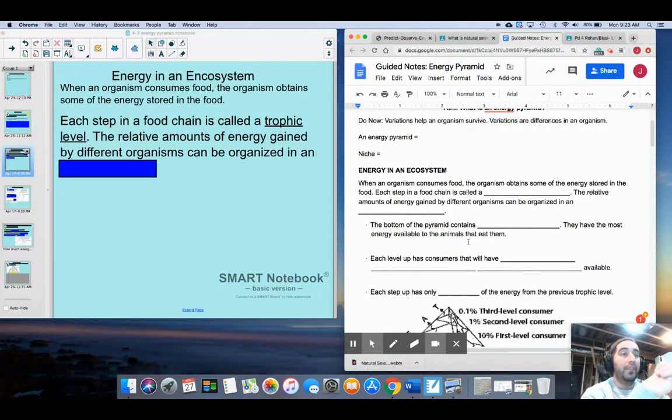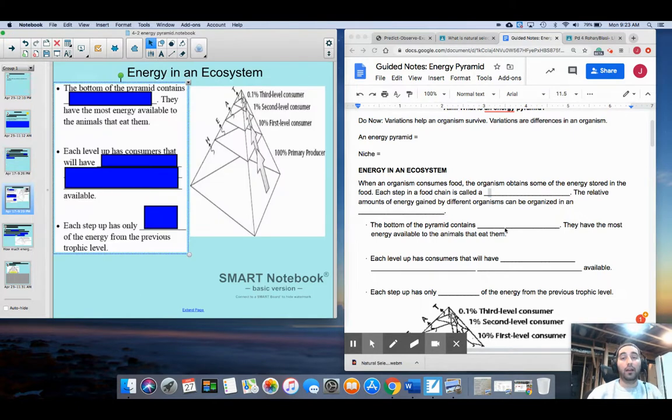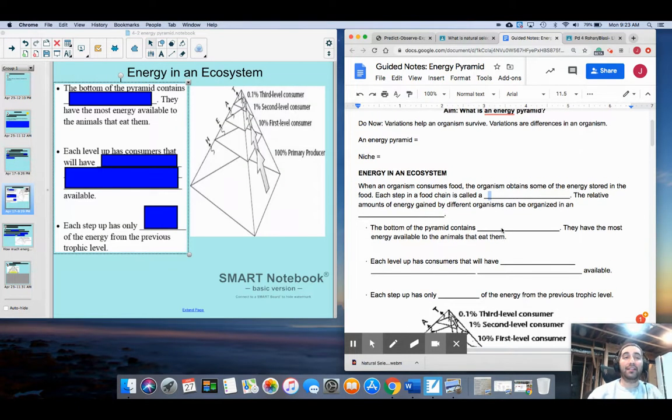The relative amounts of energy gained by the different organisms can be organized in an energy pyramid. So that's what you are writing over here. Energy pyramid in the second line, and in the first line up here, you should have trophic level. So let's take a look at exactly how to read the flow of energy in an energy pyramid.